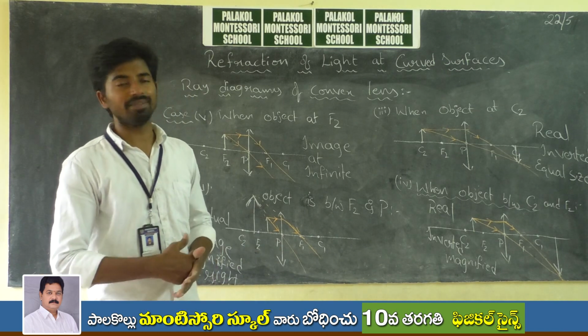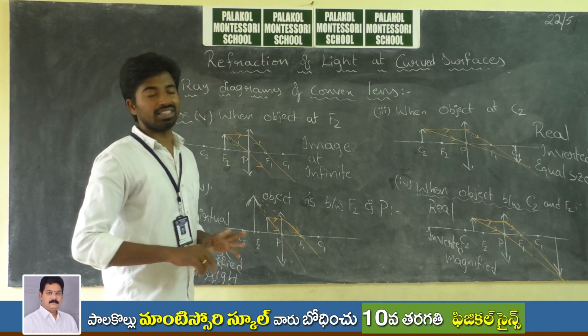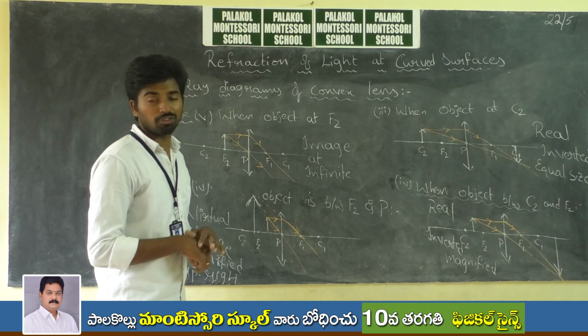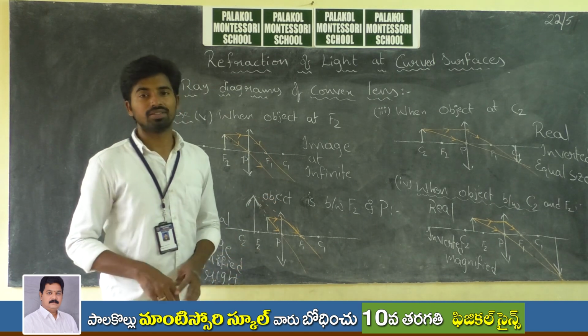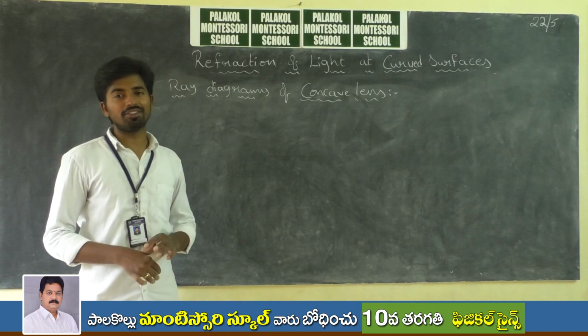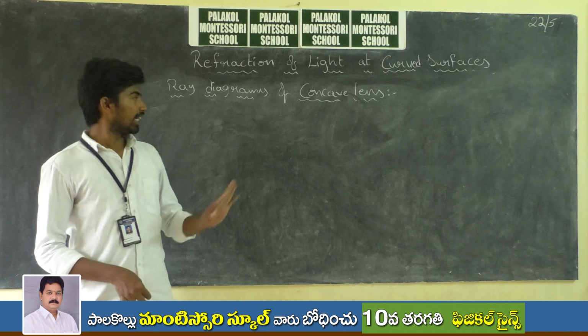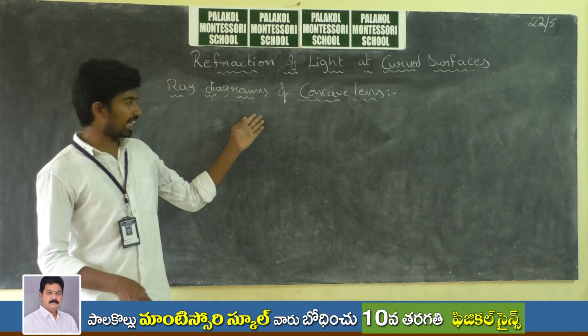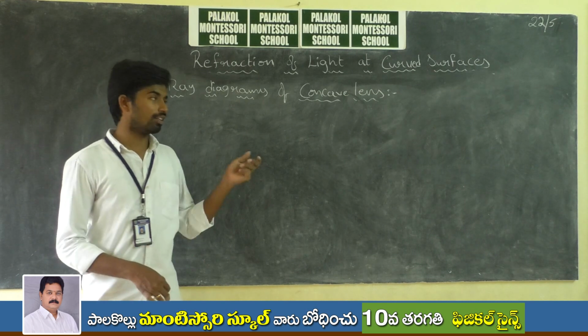So these are the ray diagrams that explain the formation of images by the convex lens. So till now we have discussed ray diagrams of convex lens. Now it is time to discuss ray diagrams of concave lenses. Ray diagram by a concave lens.